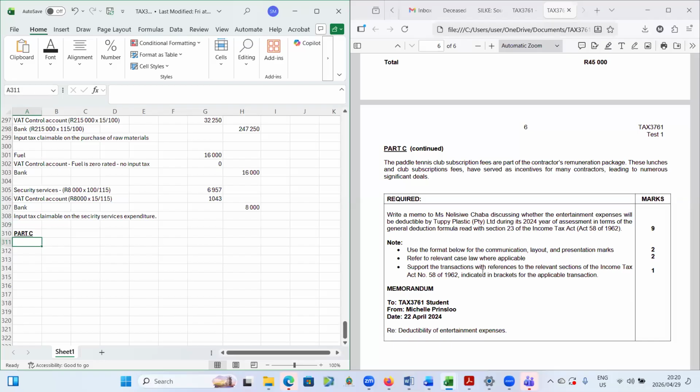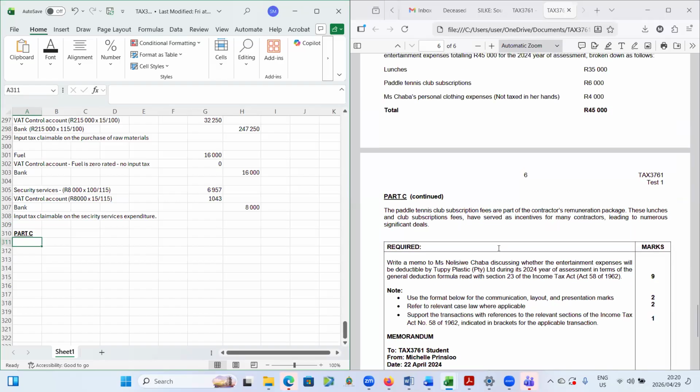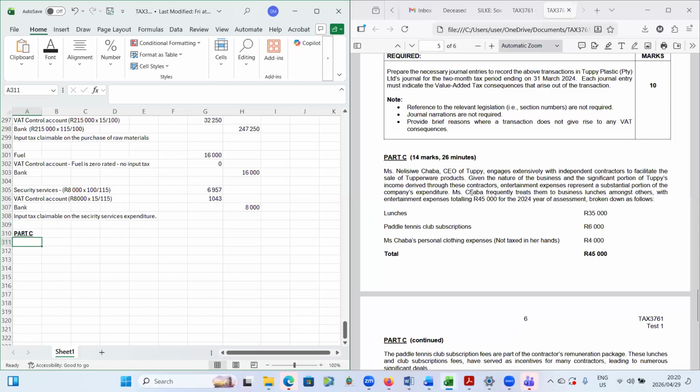Since we haven't touched this topic, I will record it personally and post it, but that is the general idea. For now, let's just be brief, and then I'll write it and record it properly as we go, because I wanted to introduce you to the concepts of the general deduction formula and what you must do. Generally, you look at the expenses. Were they incurred by the taxpayer? Were they in the production of income?